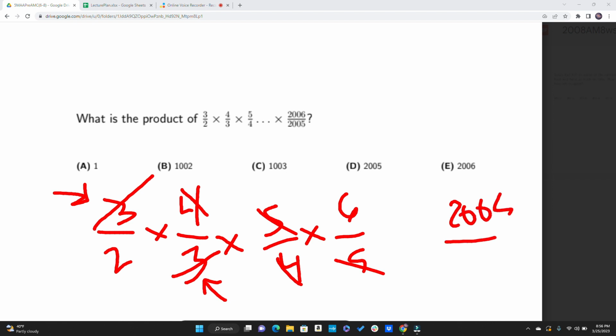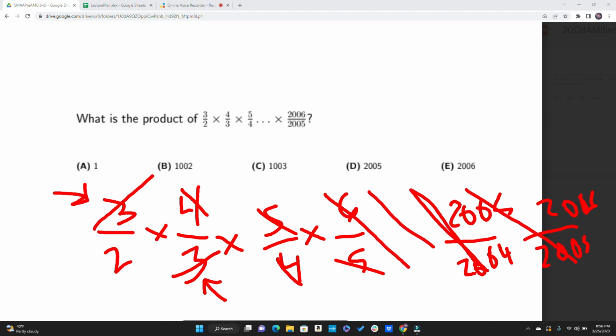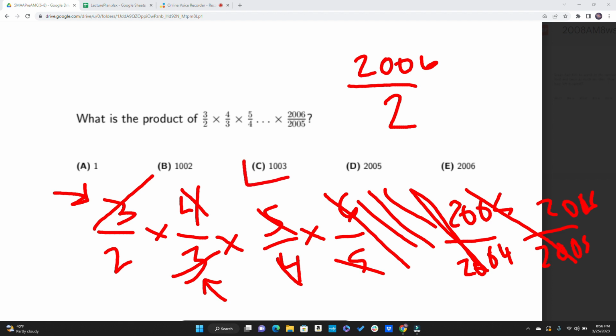2005 over 2004, and then 2006 over 2005, right? So our 2005s will cancel. Our 2004 will have canceled with the fraction before it. Everything else is canceling, right? And we're left with our 2, which has no other 2 next to it, and our 2006, because there won't be another 2006. So the product is going to multiply out to 2006 over 2, which is 1003, answer choice C.